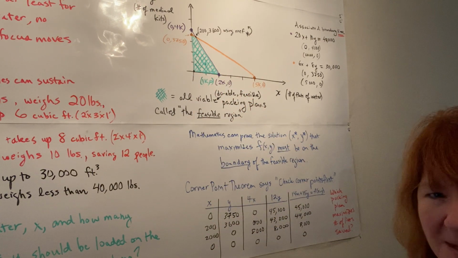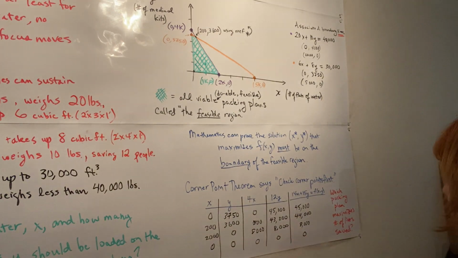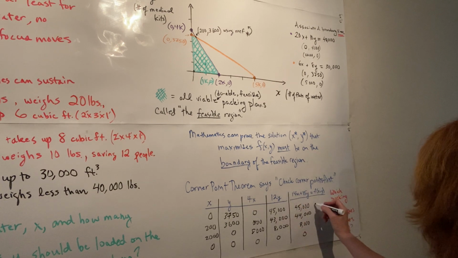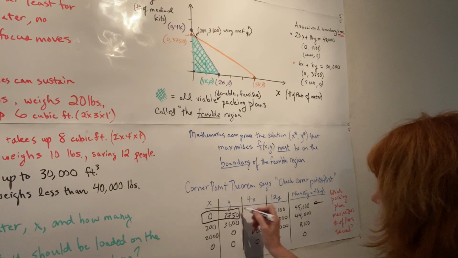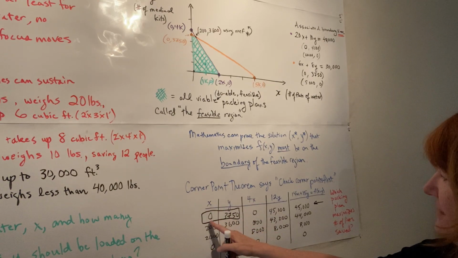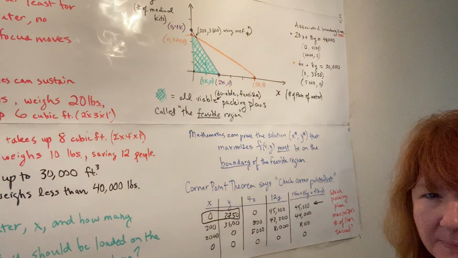When you're trying to maximize something, 0, 0 is hardly ever a candidate for being the best one. If you don't put anything into the plane, you're not going to save anybody. So you look at this and you say, which packing plan maximizes the number of lives saved? And so mathematically you say, oh, okay, this one. The packing plan is to put no water in the plane, only medical kits.